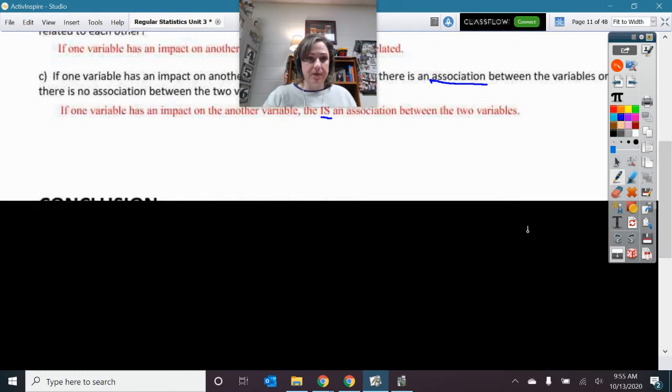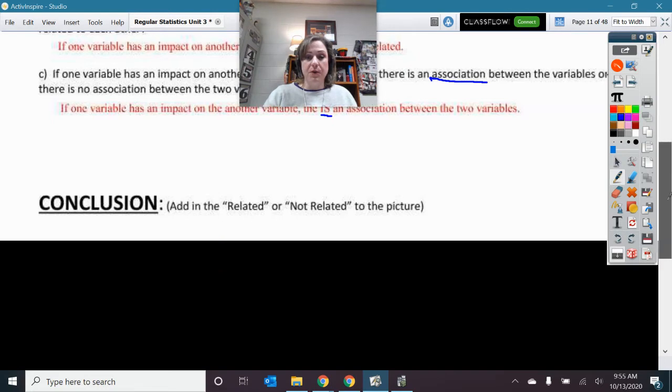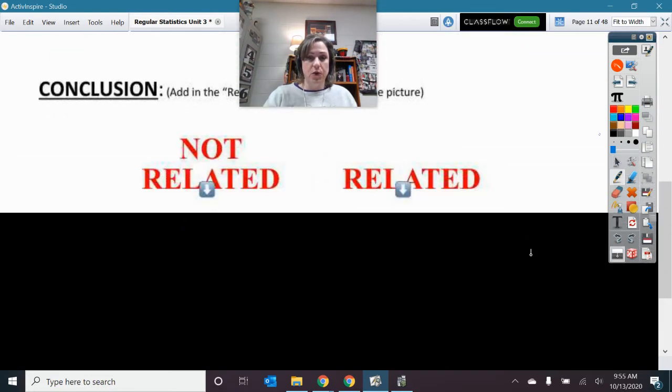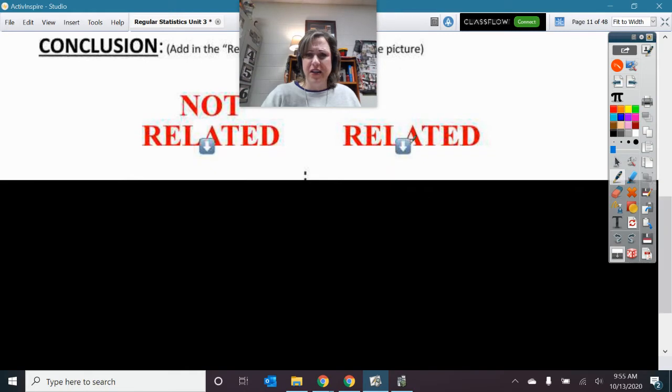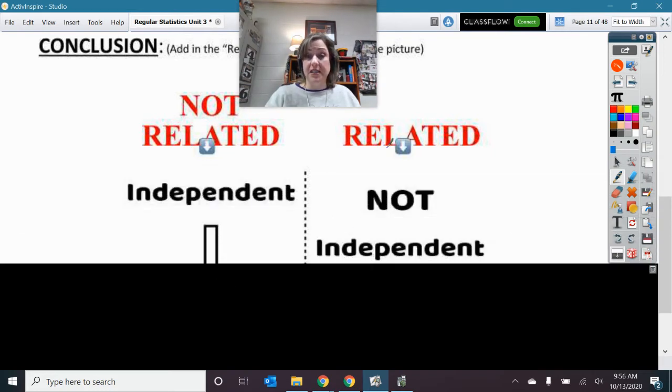So let's take a look. They are not related, or they are related. What do you think is going to be revealed on the left-hand side, not related, and on the right-hand side, related? Which one will I reveal has the word independent? Sorry that the little arrows came in the wrong place. Not related. They are not having an impact. They are independent on the left and not independent on the right. If they are related, they are not independent of each other.